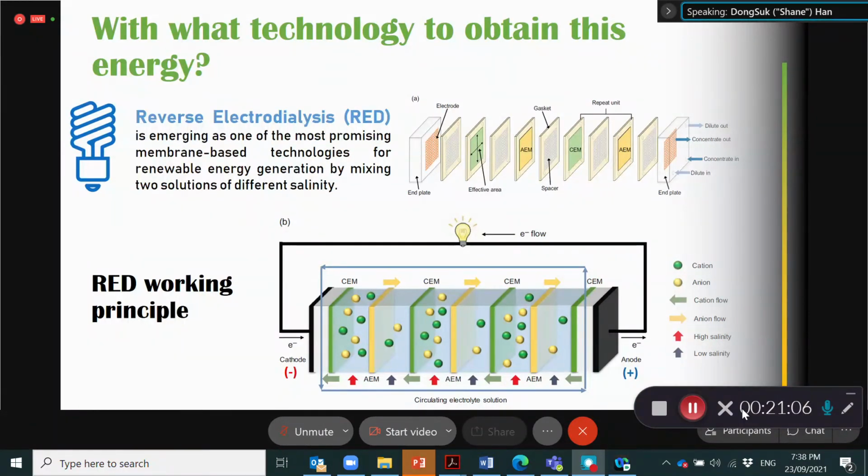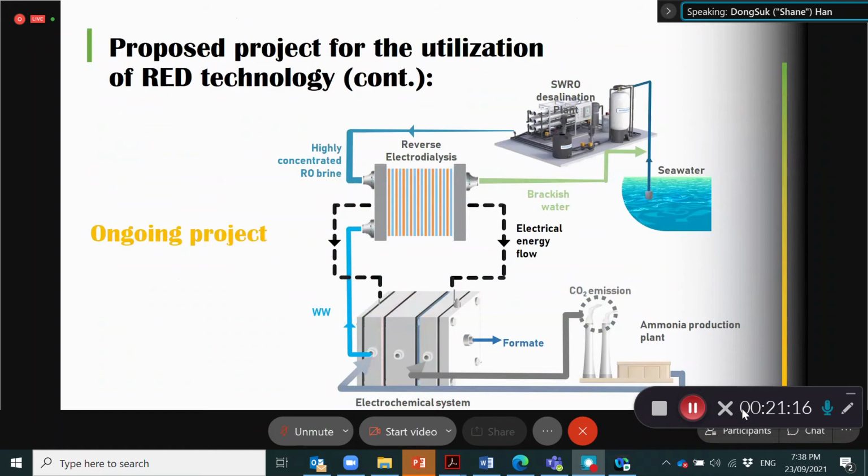I skipped the basic principle, since Efraim already explained in detail the operation of the RED. Another of my QRF projects utilized a reverse electrodialysis combined electrochemical system to convert CO2 into another chemical like formate. So the SWRO plant releases outflow. We can take the outflow with a wastewater stream, and the RED can generate the power. The power can be used for operation of a subsequent electrochemical reactor for CO2 conversion.